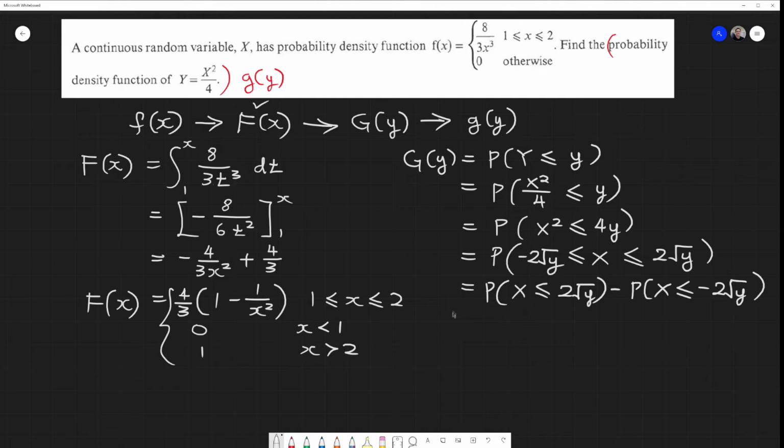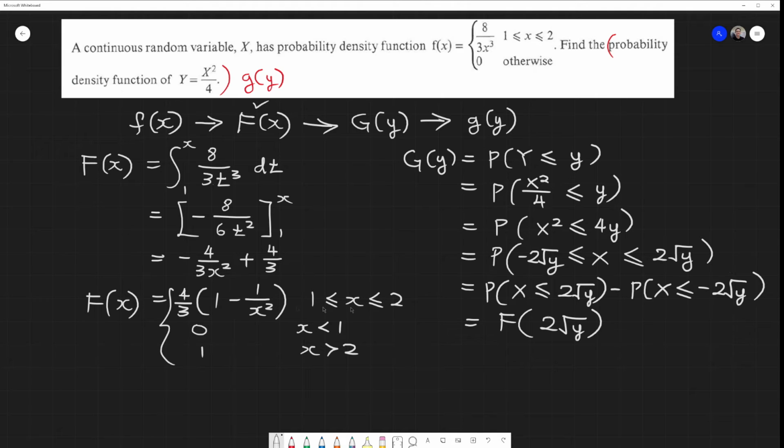Okay, so now that we're done, what can we do? If you look at the CDF for x, you see that anything below 1 is going to be 0. So this guy, being a negative value, is just going to be 0. Okay, so you could pretty much just ignore this one. Okay, cool. What about this guy here? Well, this guy is actually just this. You see this is actually F of 2 root y.